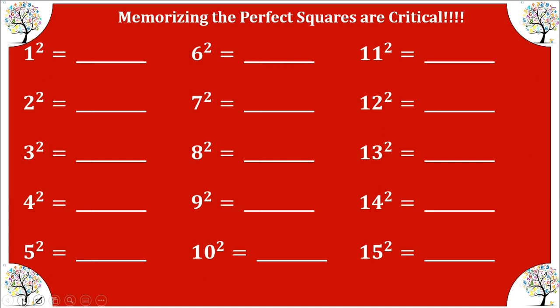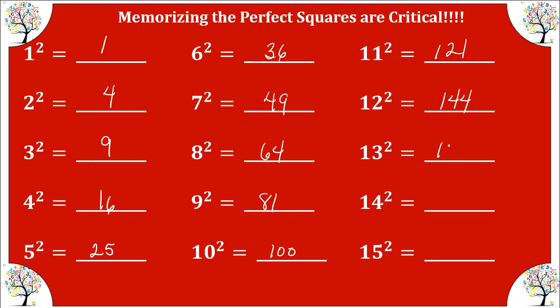So again, it's very important that we memorize our perfect squares. If you do not have those memorized, at least have the list out in front of you. Let's just go through these: 1, 4, 9, 16, 25, 36, 49, 64, 81, 100, 121, 144, 169, 196, 225.